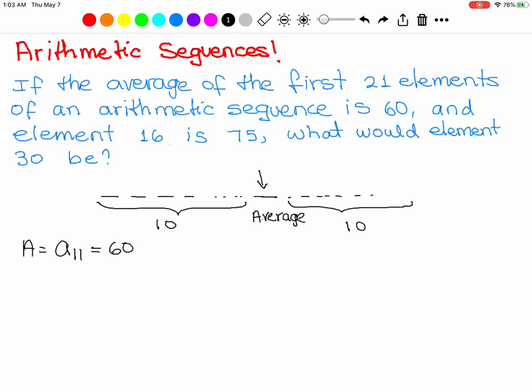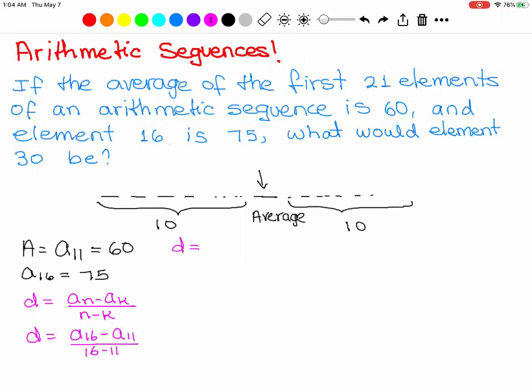Once you are able to figure that out, the rest of the problem is very similar to other problems we have solved, because they are also telling us that A of 16 is equal to 75. And we know that we can use the formula to find the distance, which is D is equal to A of n minus A of k divided by n minus k. In this case, D is equal to A of 16 minus A of 11 divided by 16 minus 11.